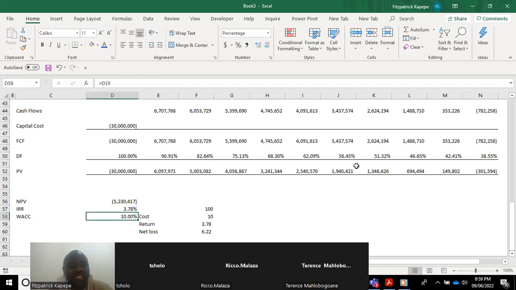So it is very, very dangerous. Remember that this is always your return. So whenever you're doing an analysis, compare it with your cost of capital. If your return is higher than your cost, it's automatic that your NPV would be positive.